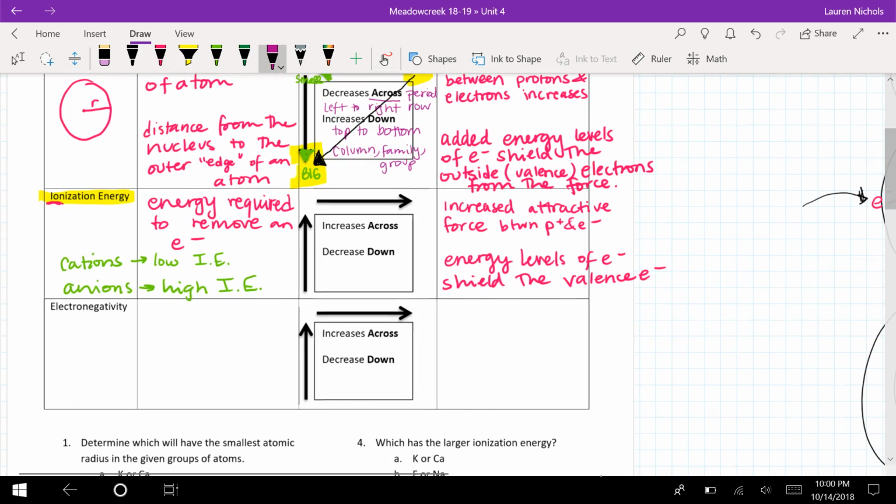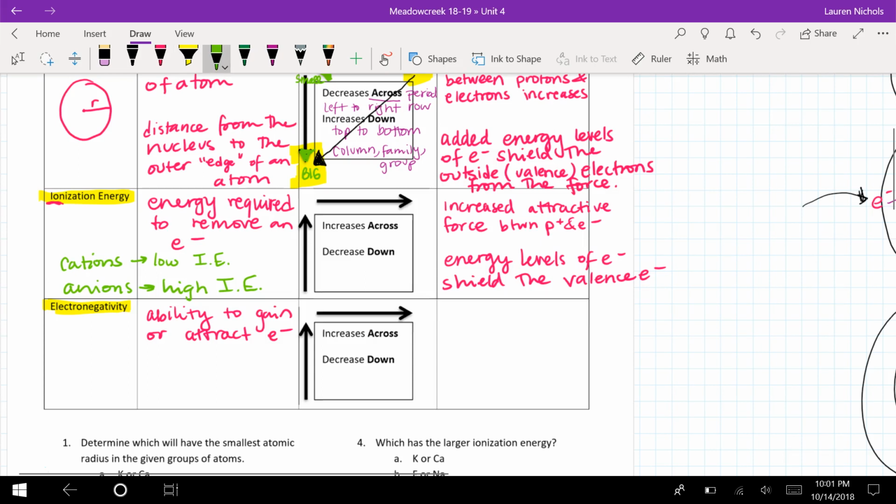So if we look at our third trend on the periodic table, electronegativity, there's several definitions, but one way you can think about it is the ability to gain or attract electrons, and it's kind of the opposite of ionization energy in terms of the goal. So in ionization energy, it's talking about removing an electron, and electronegativity is the ability to gain or attract an electron, and they go hand in hand with each other.